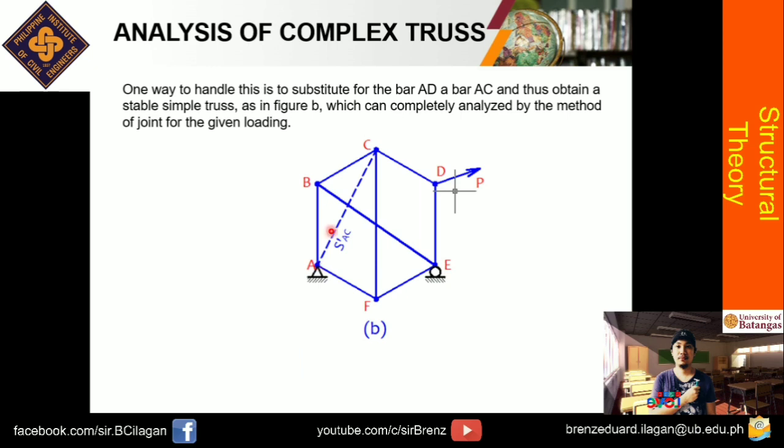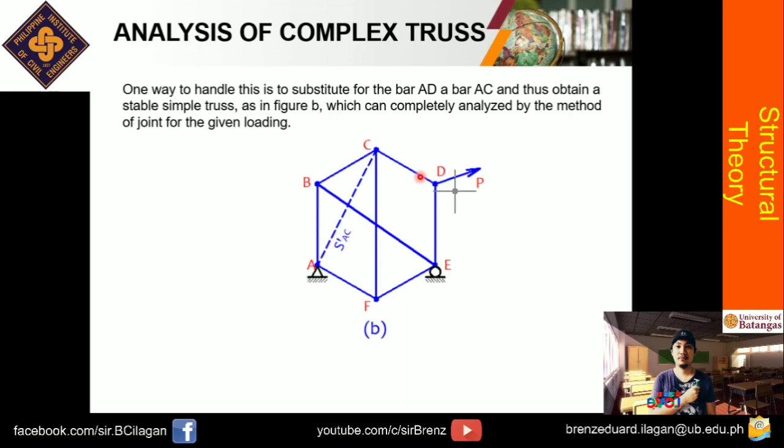So lahat na makukuha mong value dito guys is ito yung tinatawag na value for S prime. Okay? So gagawin mo, method of joint lang. Hahanapin mo lahat ng mga forces in each member hanggang maubos mo siya, and then you will proceed with the next step.